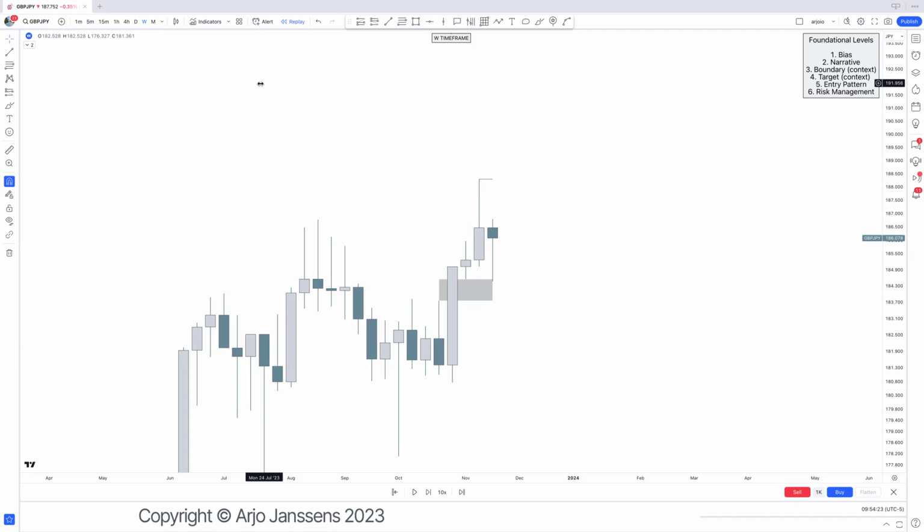How you combine the time frames to find the right entry pattern, etc. All things we're going to go over later on. Don't worry. But we first need to understand context here.